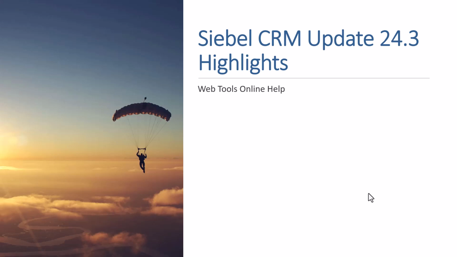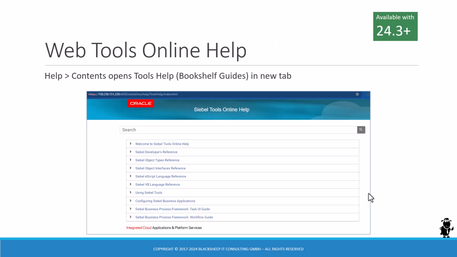The March 2024 release was a little bit silent, so no new features there, lots of bug fixes as usual, and we have introduced the Web Tools Online help here. And that is a nice reminder that when you use the web tools, you can also now use the bookshelf guides that come as part of the Siebel Tools Online help in the comfort of your browser, something that wasn't possible before and might come in handy when you want to do a quick lookup of, let's say, an eScript function.